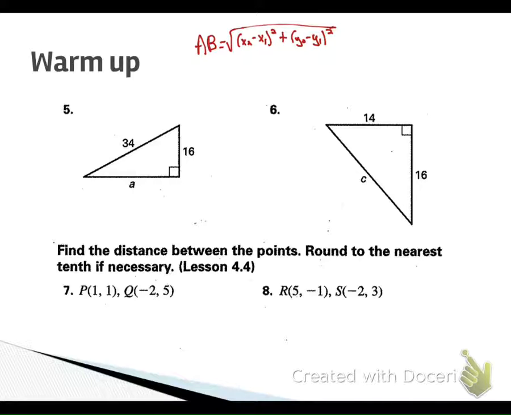I have a question. So number 5, we have C and we have B. And we're looking for A. Remember that C is going to be the biggest number. It's the hypotenuse, which is directly across from that right angle. So we have 34 squared equals 16 squared plus A squared. What is 34 squared? So we're looking for 34 squared first. 1,156 equals 16 squared.